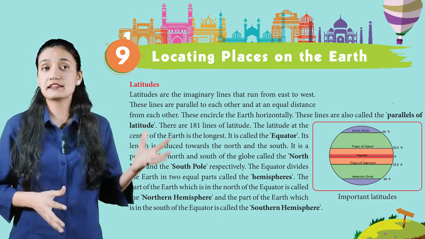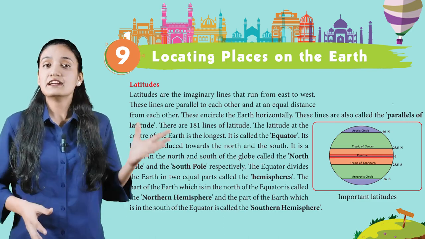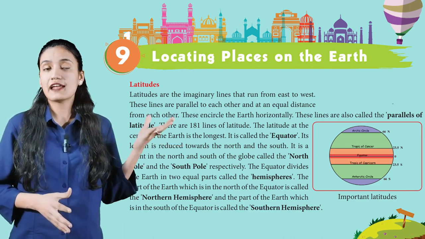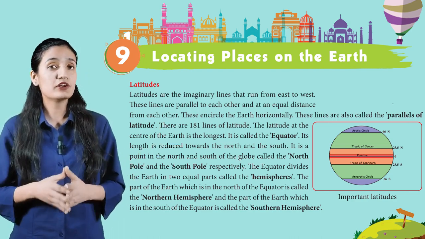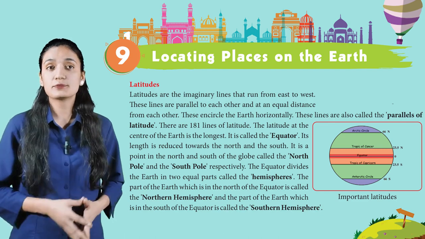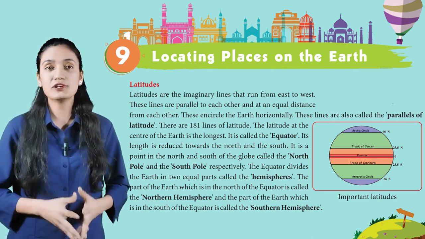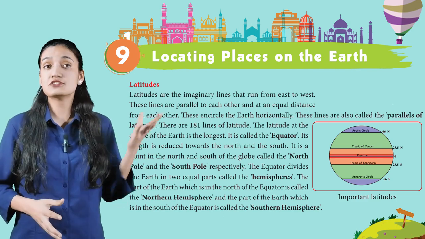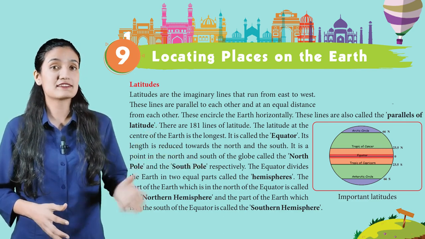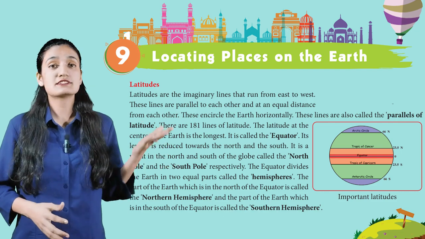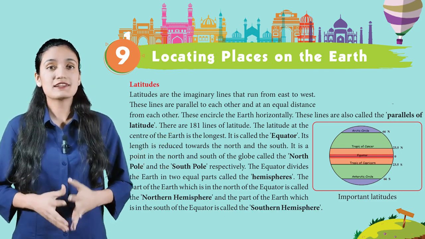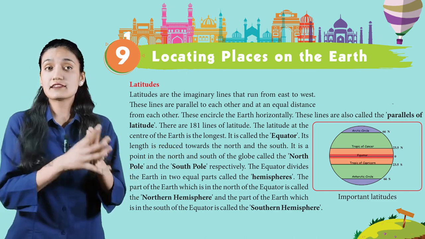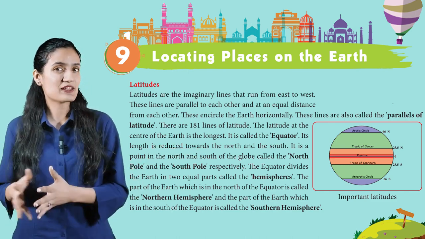The latitude at the center of the earth is the longest. It is called the equator. Its length is reduced towards the north and the south. It is a point in the north and the south of the globe called the North Pole and the South Pole, respectively. The equator divides the earth into two equal parts called hemispheres. The part of the earth which is in the north of the equator is called the northern hemisphere, and the part of the earth which is in the south of the equator is called the southern hemisphere.